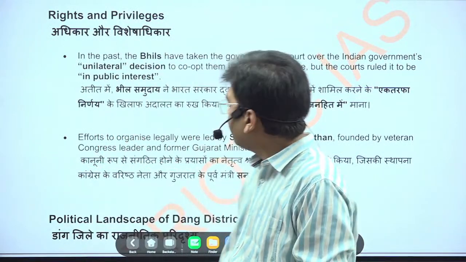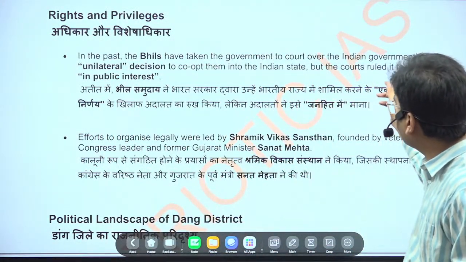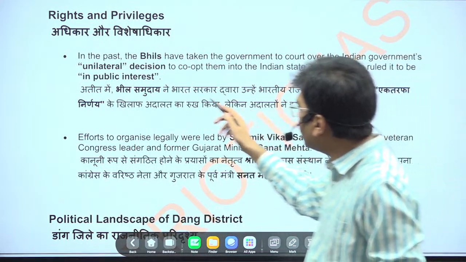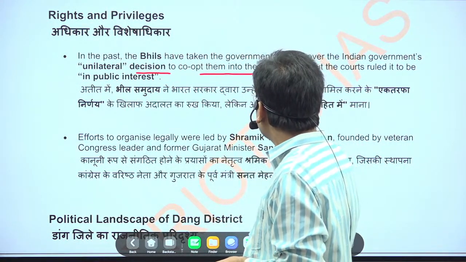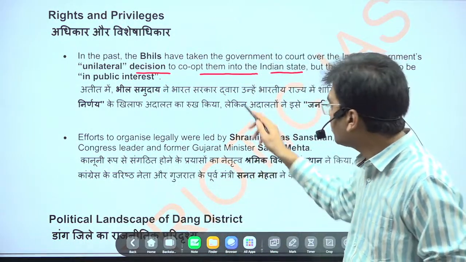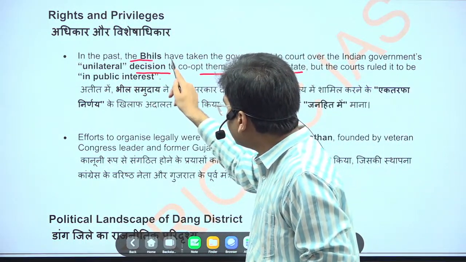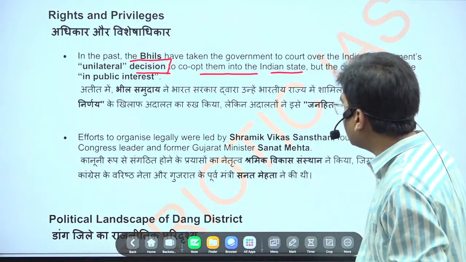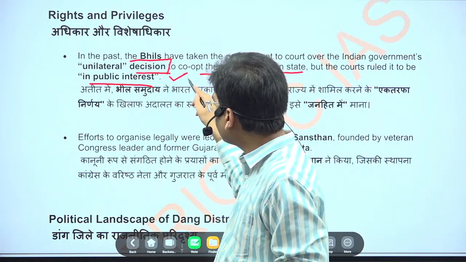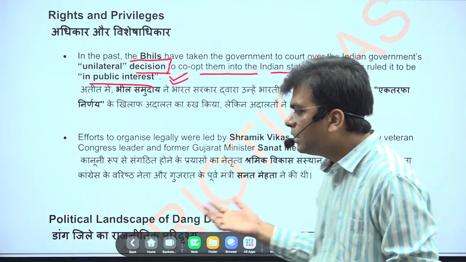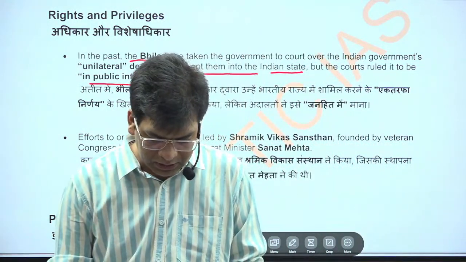In the past, the Bhils have taken the government to court over the Indian government's unilateral decision to co-opt them into the Indian state. So there was resistance from the Bhils to being integrated into the Indian Union. The court ruled that the integration was in the public interest.